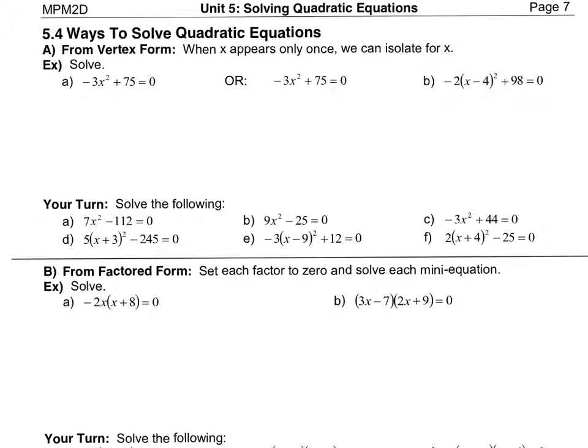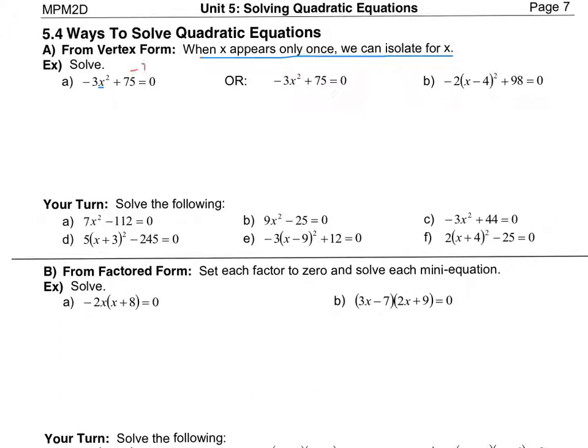So if we have the vertex form, in the vertex form, x appears only once. When x appears only once, we can isolate for x. We can undo the things around it and get x by itself. We actually did this in our previous unit when we were solving some of our questions. So in example A, I have x appearing only once right there, so I can start undoing things around it.